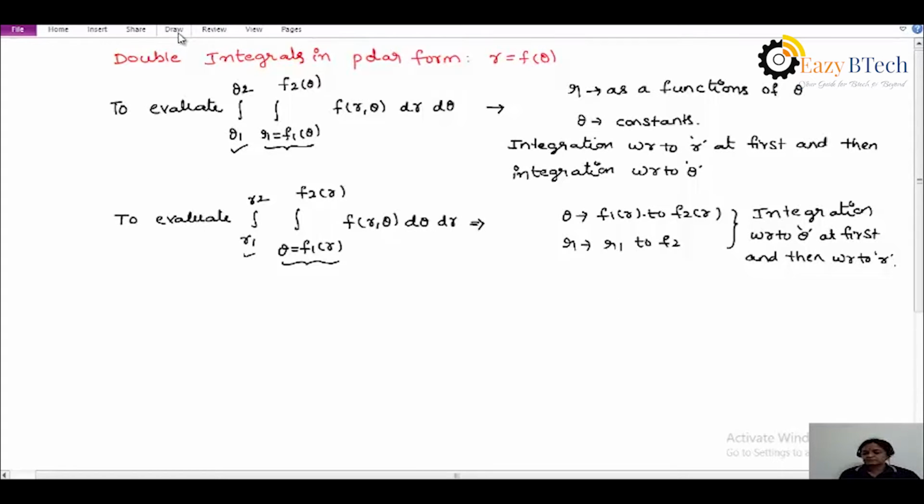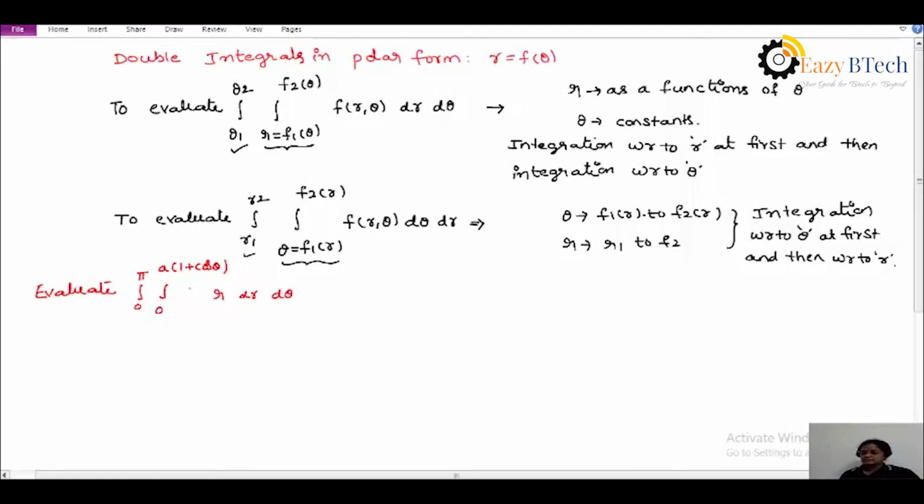Okay, so now the problem related to this topic. Evaluate the integral 0 to pi and integral 0 to a into 1 plus cos theta of r dr d theta. Okay, it is the question.